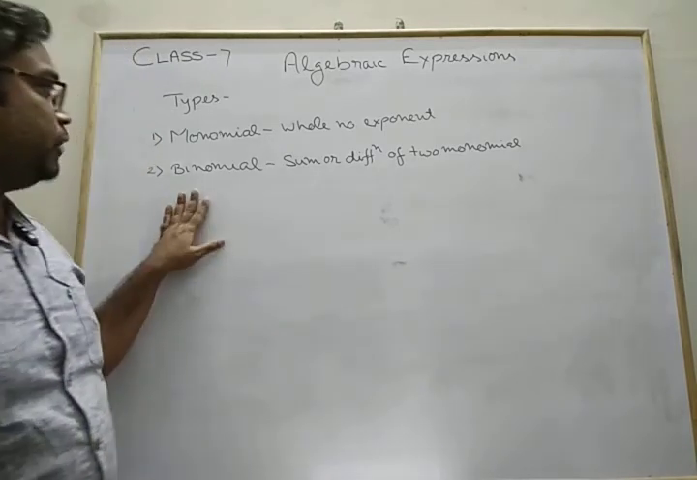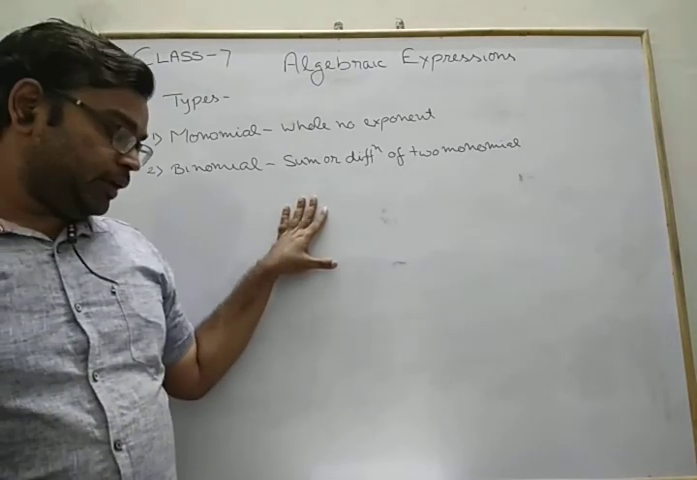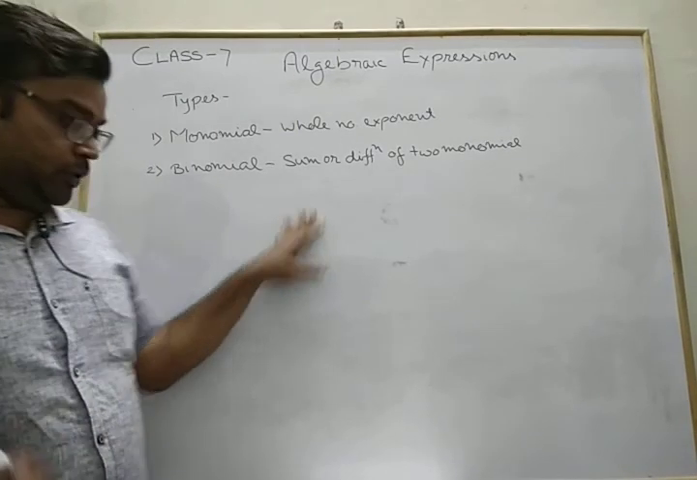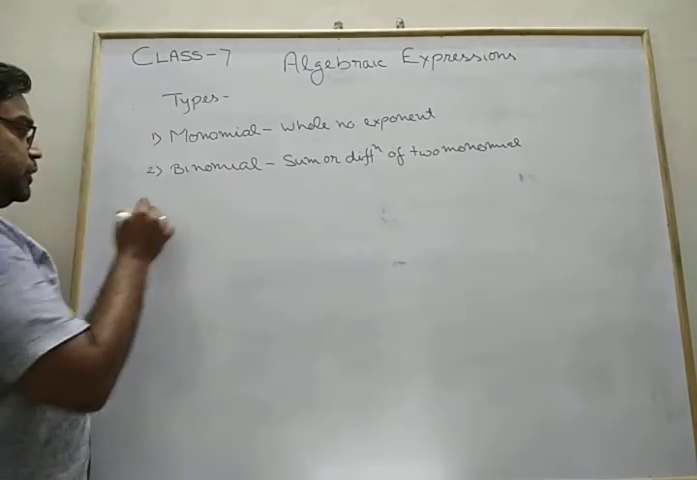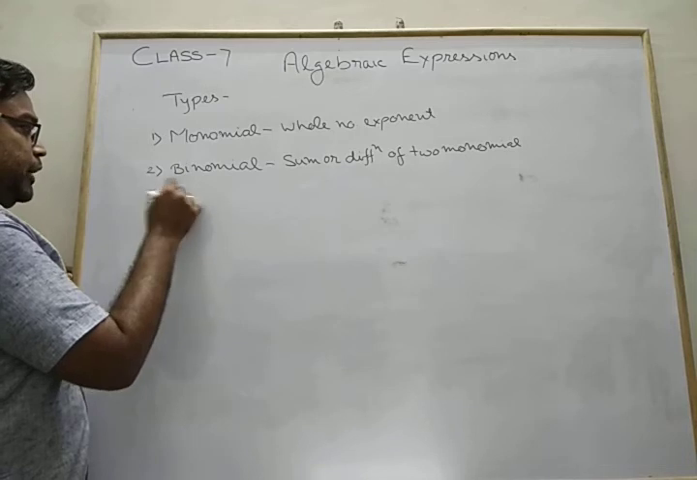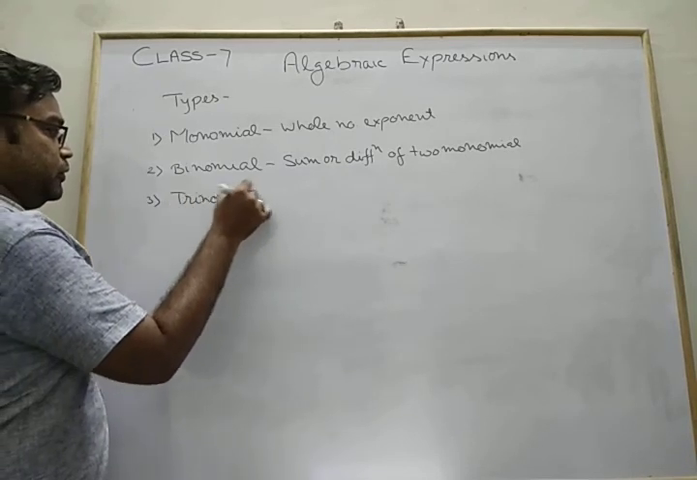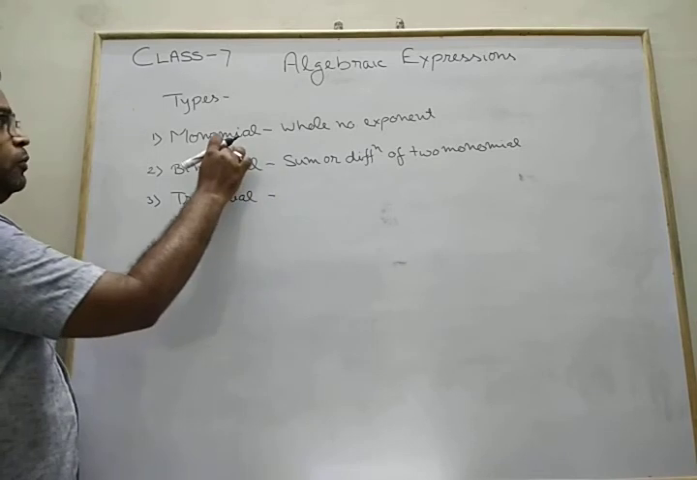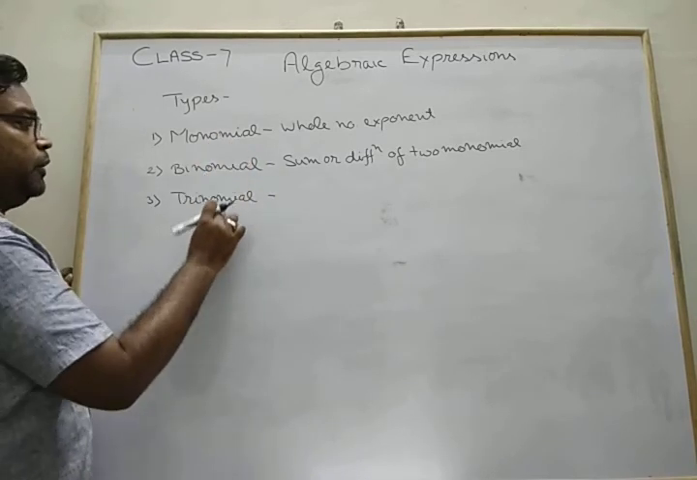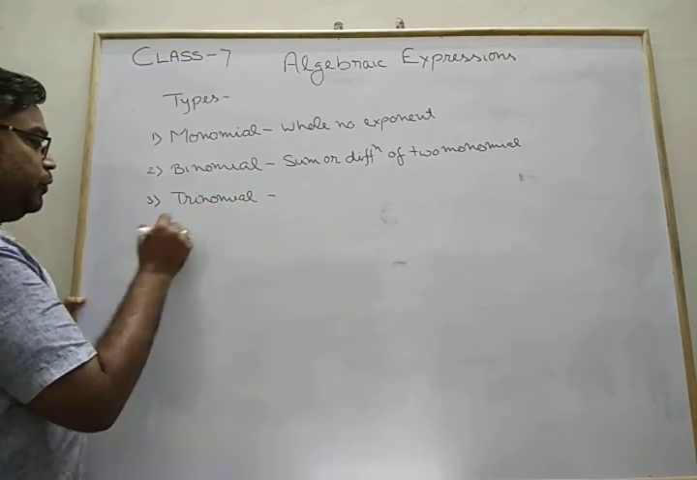Similarly, in trinomial we have three terms. Then we have polynomial, so I am going to discuss that directly. I am not going to discuss trinomial, because if you understand monomial, then you are able to understand binomial and trinomial. I am sorry, polynomial.